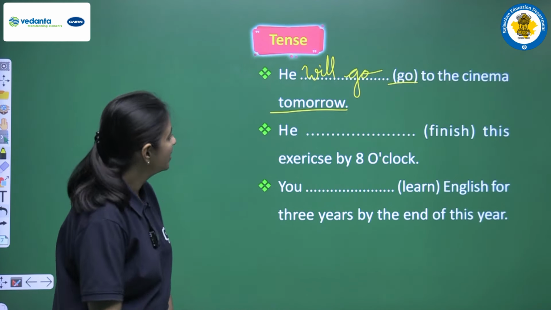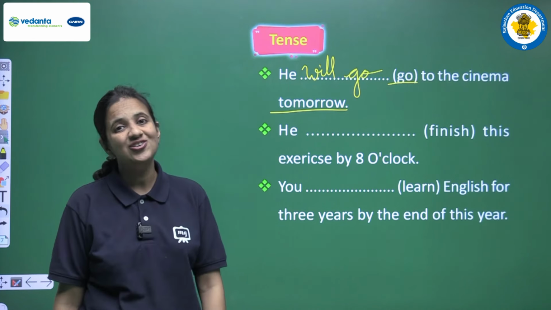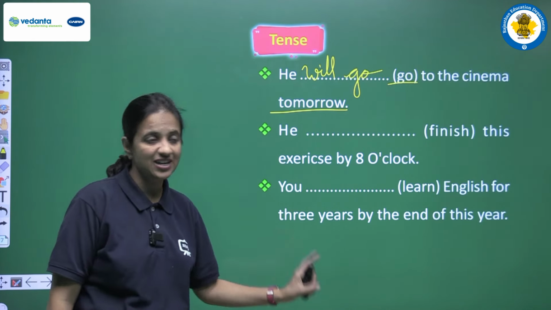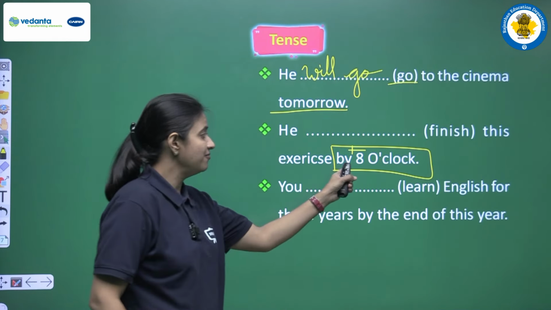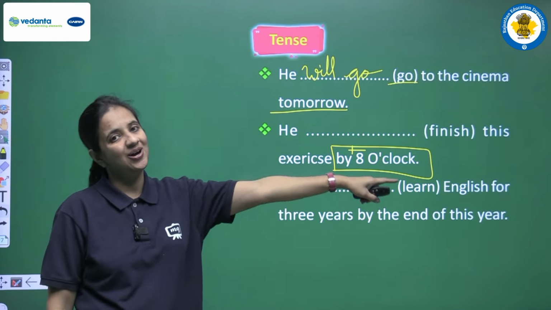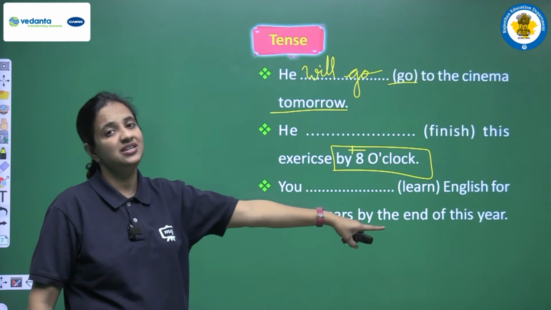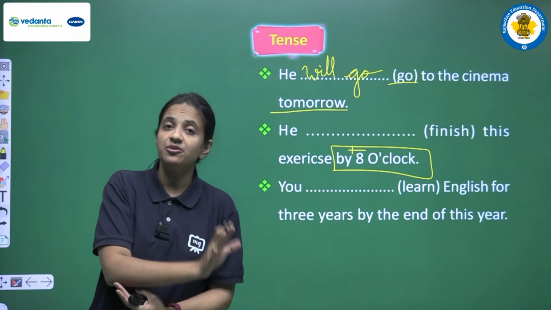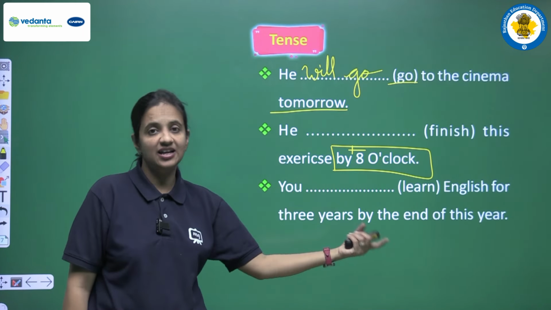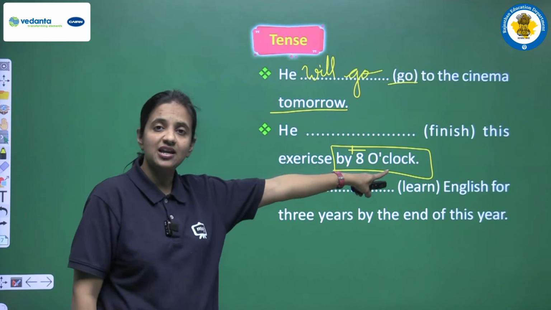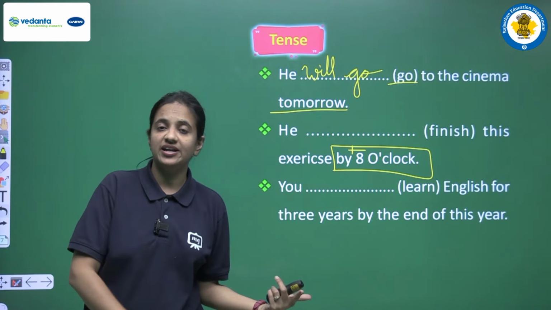Right? Very easy. Next is he finished this exercise by 8 o'clock. So now read this sentence very carefully. Now we are having by plus time. We are having by 8 o'clock. So now recall the rules. In which tense we have read this thing by plus time? Yes, this was in future perfect tense, right? So in this sentence we will use future perfect tense because we are having by plus time, we are having by 8 o'clock, so we have to use future perfect tense here.